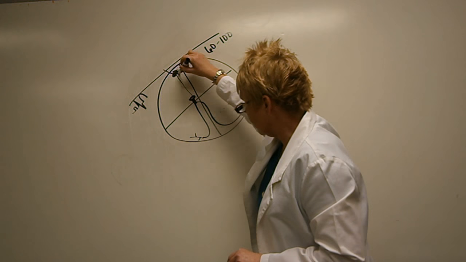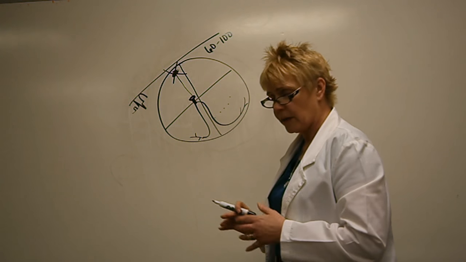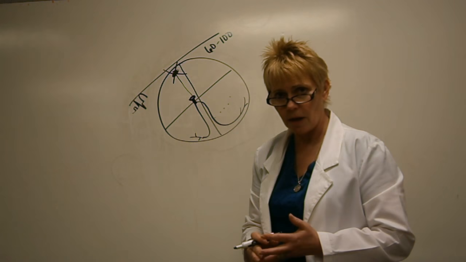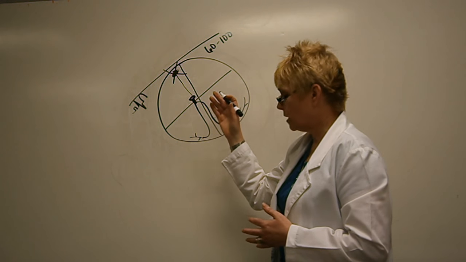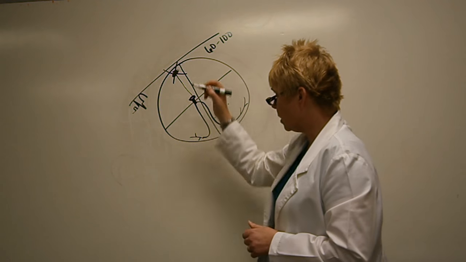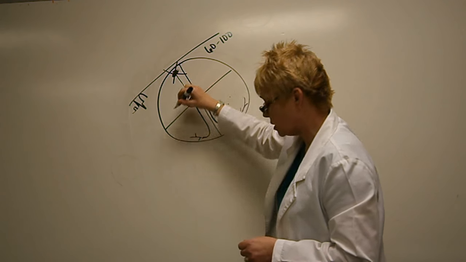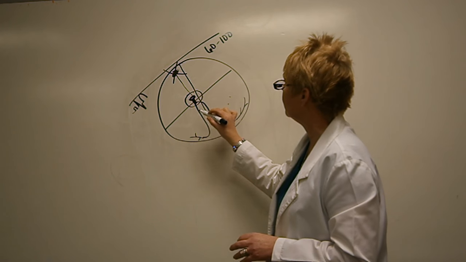So if for any reason the SA node fails to work as the pacemaker of the heart, perhaps the patient had an infarction, they have hypoxia, they've had any type of myocardial injury where you lost perfusion to the SA node, it will go down to the next pacemaker in the heart, which is the junctional tissue. So it's the tissue around the AV node.